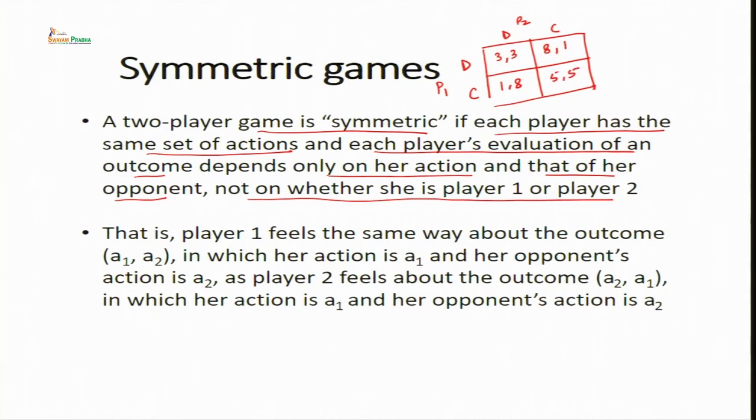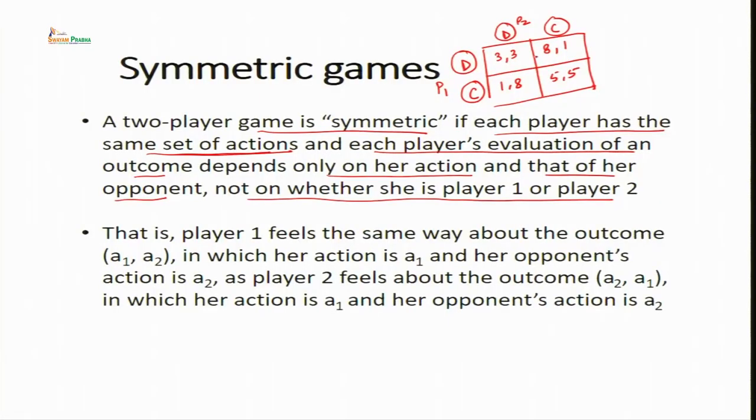So, what it says is that a two player game is symmetric when each player has the same set of actions. Clearly, both players here have the same set of actions, D and C: either they can defect or cooperate. And also the player's evaluation of an outcome depends only upon his action and the action of the opponent. It does not matter whether it is player 1 or player 2. For example, when the outcome is defect, defect, they are getting 3, 3. It does not matter whether it is player 1 or player 2, it is the same for both of them.